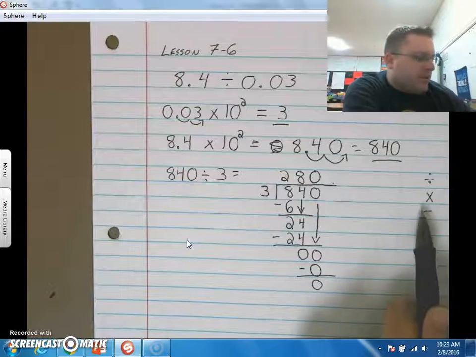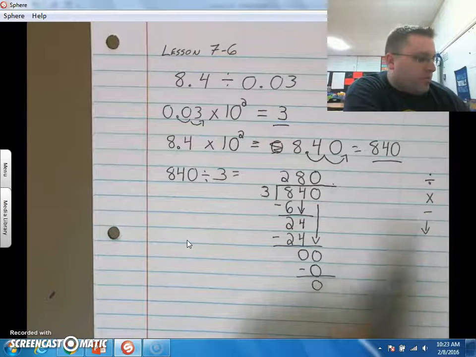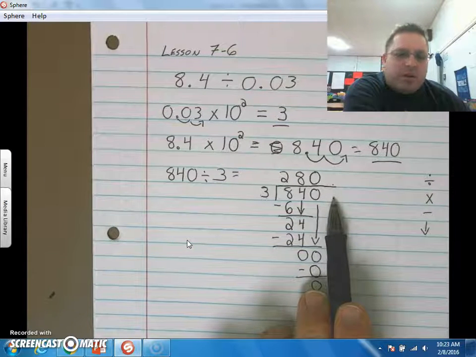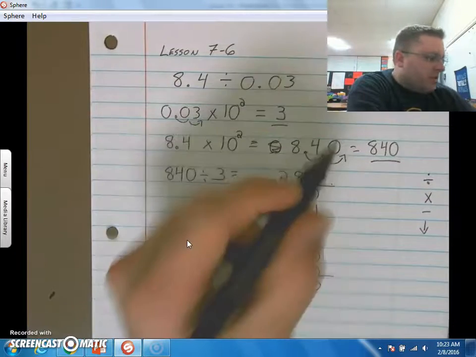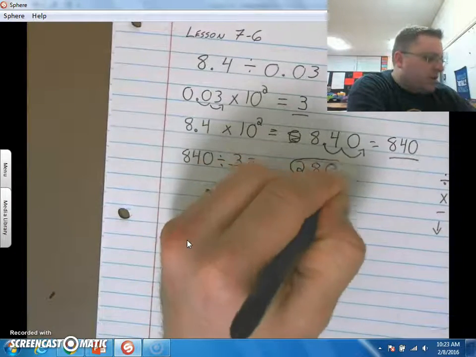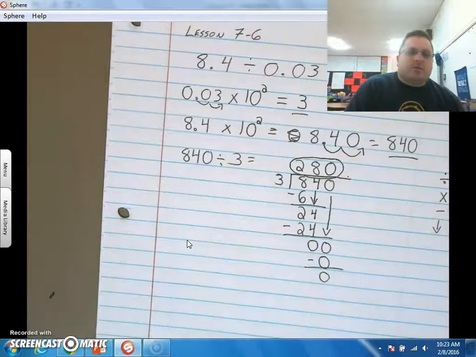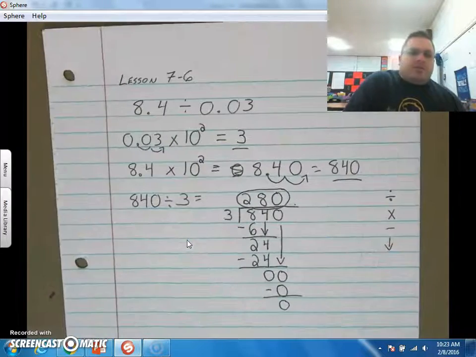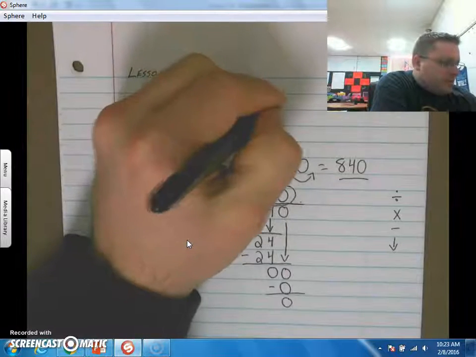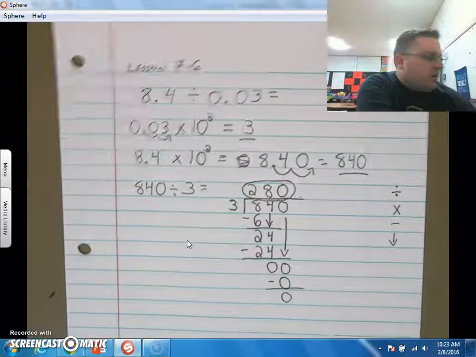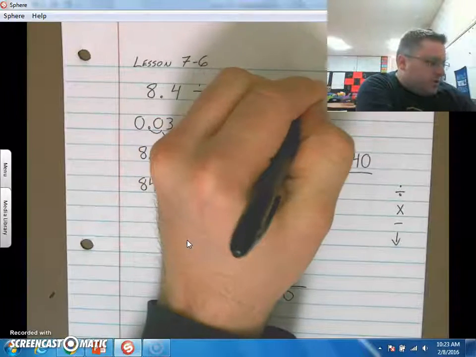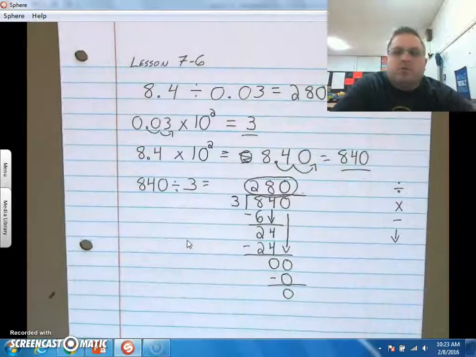Now, this time, I've finished subtracting, and I go to drop, and there's no number here. So if I don't have anything to drop, and I don't have anything left over, I am done. And there is my answer. So we could actually look back at our original problem and say 8.4 divided by 0.03 equals 280.